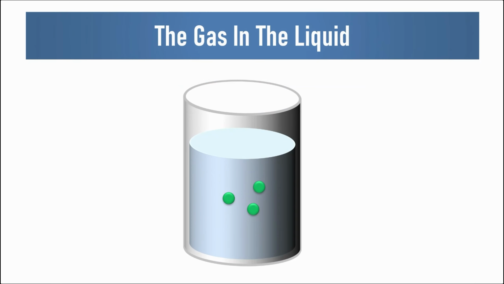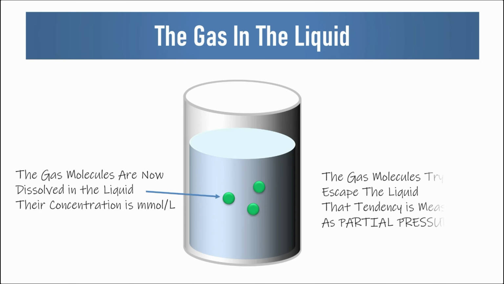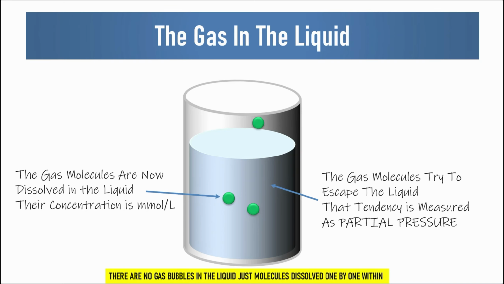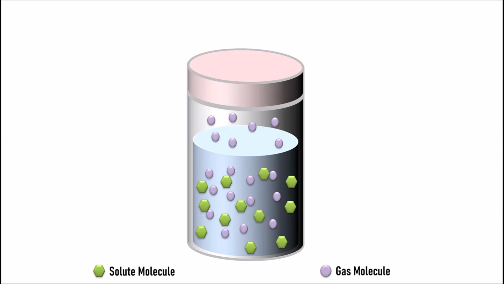Now, once that gas molecule is in the liquid, you can measure its concentration in millimoles per liter. But the gas molecules try to escape the liquid, and the tendency to escape is measured as partial pressure. Remember, there are no gas bubbles in the liquid, just molecules dissolved one by one. Gases are distinguished from other dissolved particles such as electrolytes because of their tendency to escape the liquid.